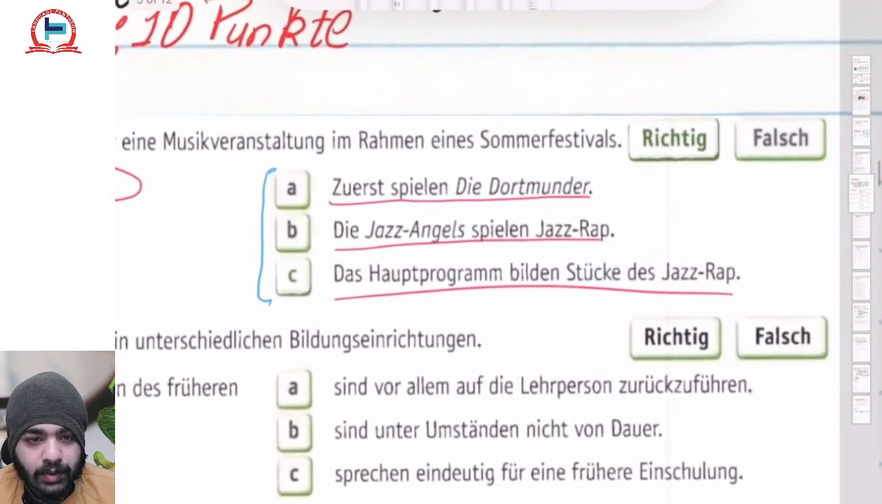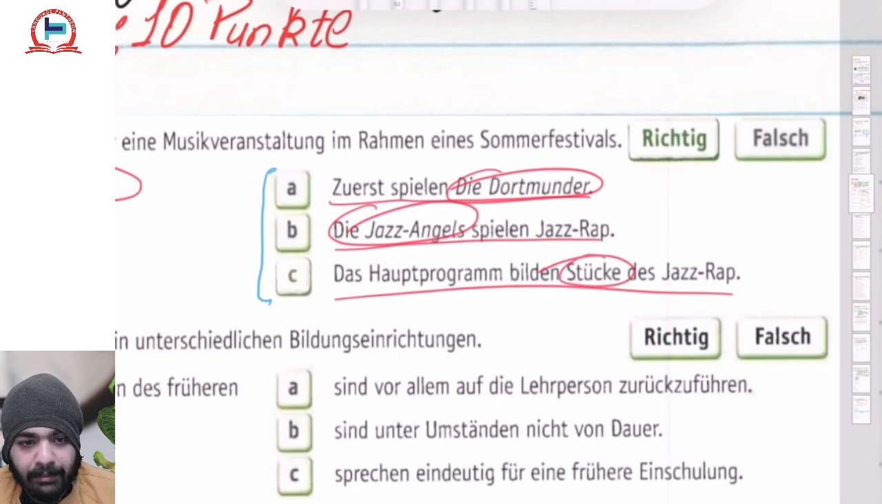Here the option says Schweiz spielen die Dortmunder. First, the Dortmunder, a band perhaps, would play. The Jazz Angels spielen Jazz Rap. Dann das Hauptprogramm bilden Stücke des Jazzrap. Now, in the audio, what's most likely to happen is that you hear all of these three words. You might listen something regarding Dortmunder, about Jazz Angels, or maybe something about Stücke. Okay, but that's not what your focus should be on.